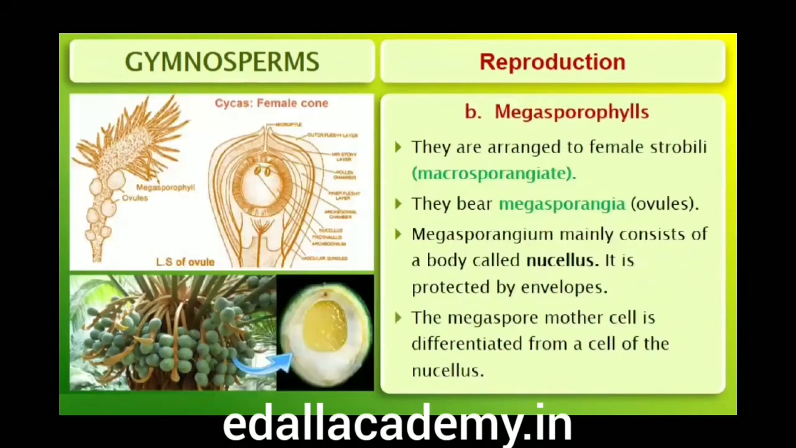The megaspore mother cell is differentiated from one of the cells of the nucellus. The nucellus is protected by envelopes and the composite structure is called an ovule. The ovules are borne on megasporophylls which may be clustered to form the female cones. The megaspore mother cell divides meiotically to form 4 megaspores.